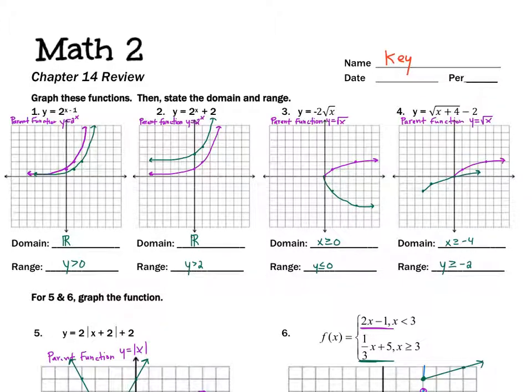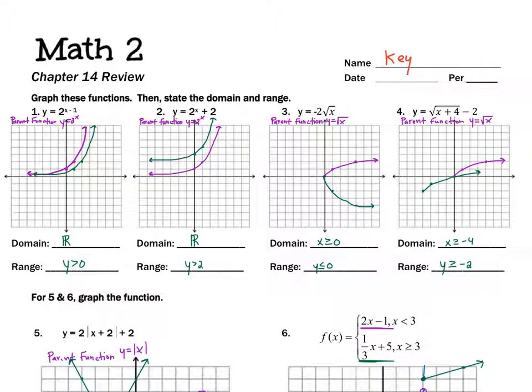All right, for numbers 3 and 4, they also have the same parent function. It's graphed in purple on both of these. That parent function, the square root of x, goes through 3 key points. It goes through 0, 0, 1, 1, and 4, 2. We have those same points on both 3 and 4.